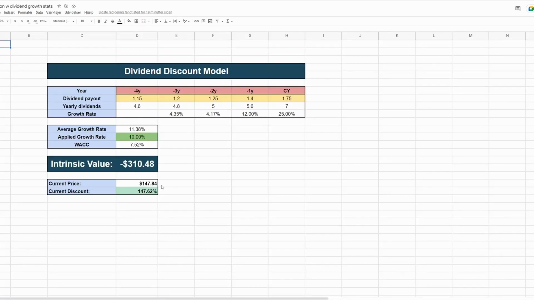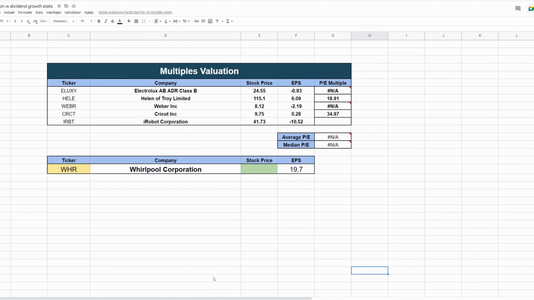Next one is the dividend discount model. As you can quickly see here, since the growth rate is so high and the weighted average cost of capital for Whirlpool is so low, the intrinsic value actually gets to be negative. So again, I'll discard this one.